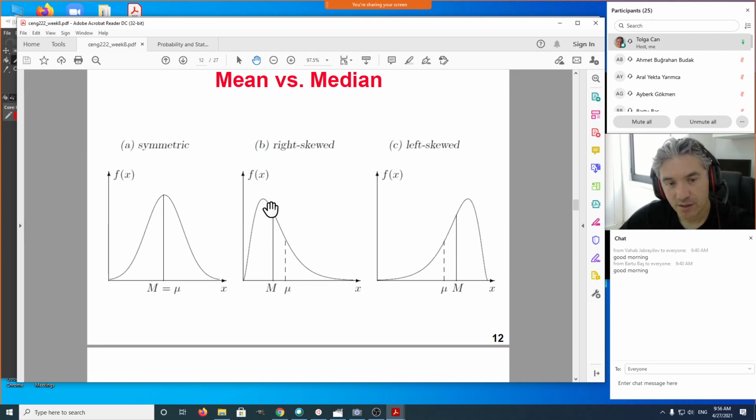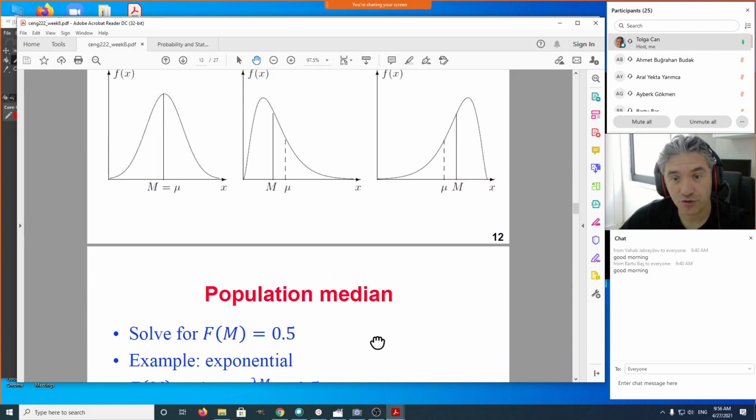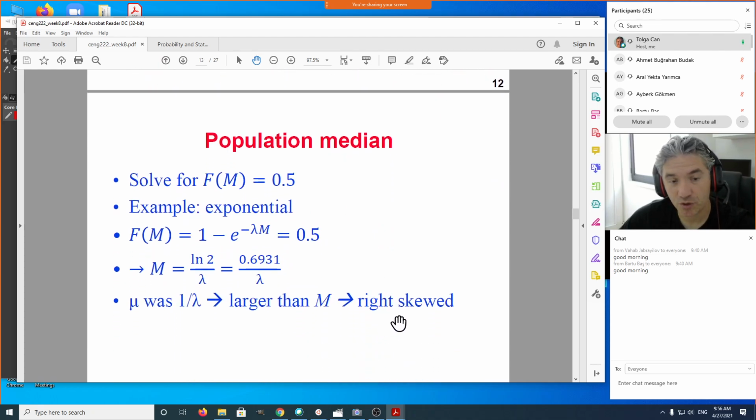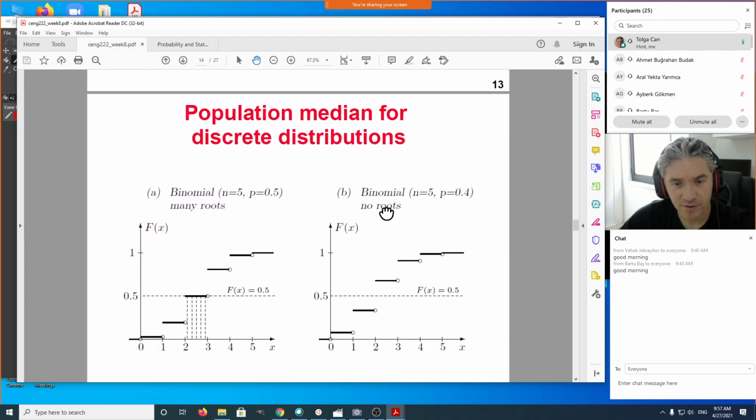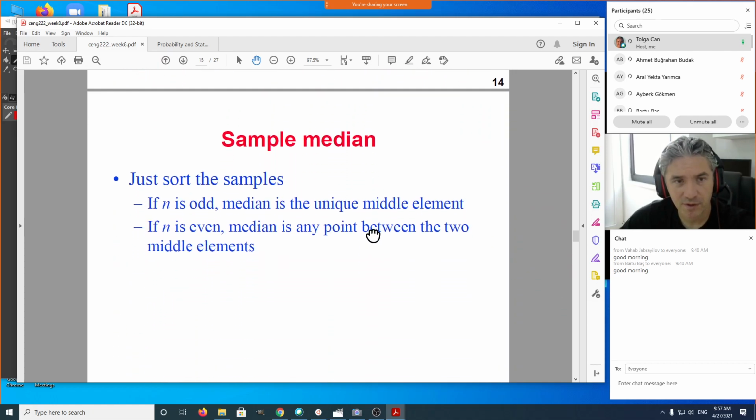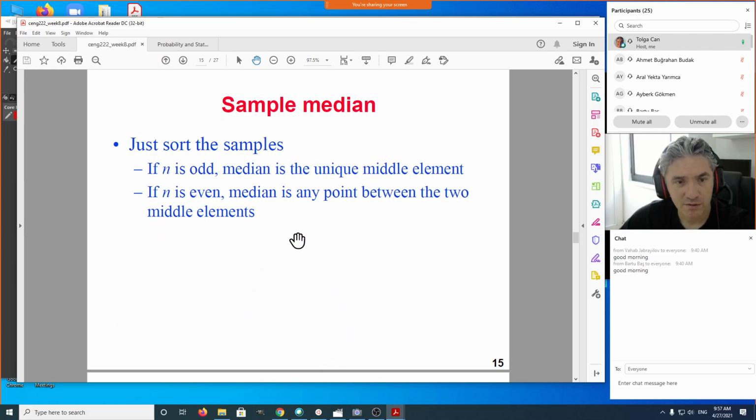So if we do that for example, for the exponential distribution, we see that it is also right skewed because its median is smaller than the mean, where the median is 0.6931. This mu is 1 over lambda, which is larger than the median. So we have covered all these things last week. So I'm going to skip this one. Yeah, I think we were somewhere here.